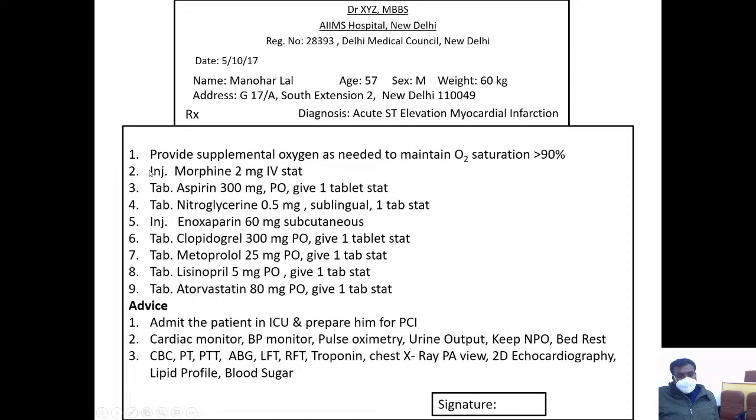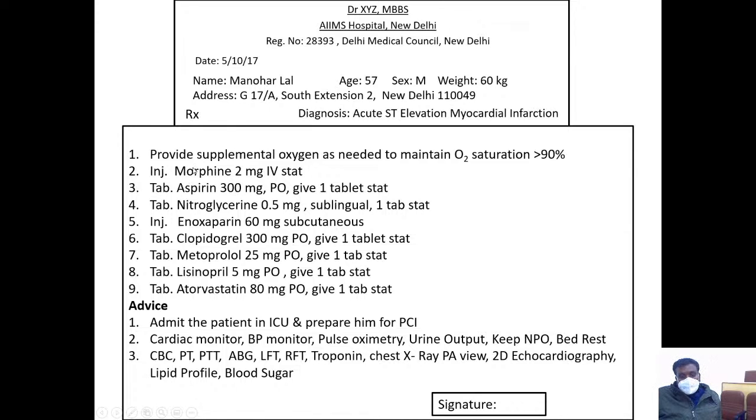Then we have to give injection morphine 2 mg IV stat because the patient is having severe pain. So to combat the pain, we have to administer morphine 2 mg. The pain will further aggravate the condition, so we have to decrease the suffering of the patient. To immediately decrease the pain, we are giving the morphine injection, which is an opioid, 2 mg IV stat.